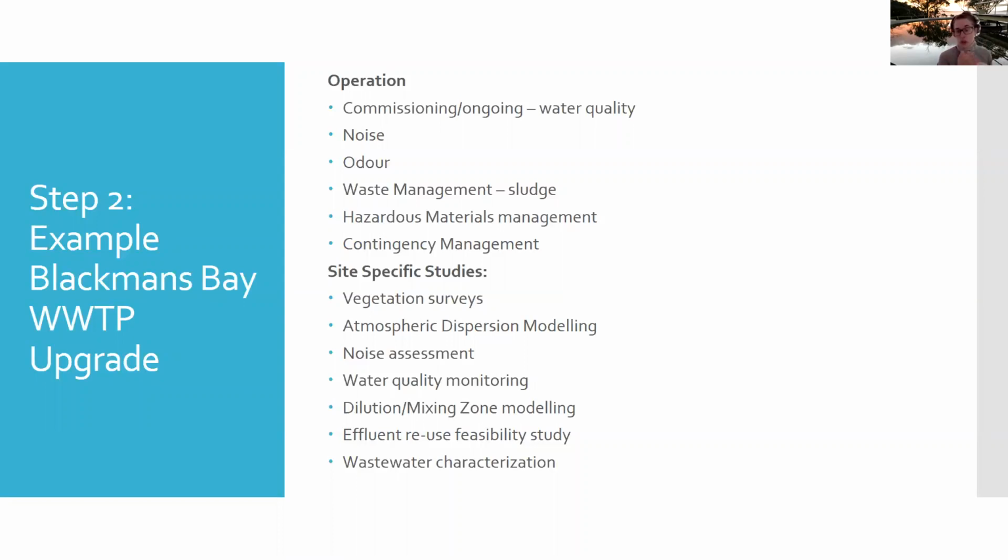And wastewater characterisation is understanding what's going to come into Blackman's Bay. Is it just human waste? Is it going to be industrial? If it is industrial, what industrial? How much of it's industrial? How much commercial? How much is human effluent? So if you don't understand what's coming in, you're not going to be able to build a treatment system that manages that system. Make sense?